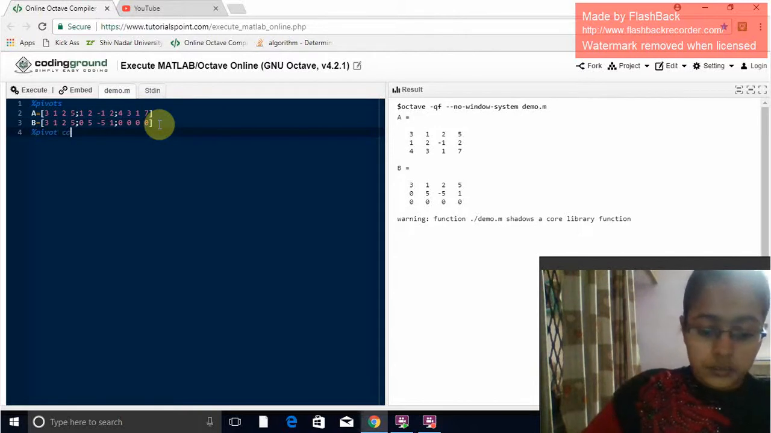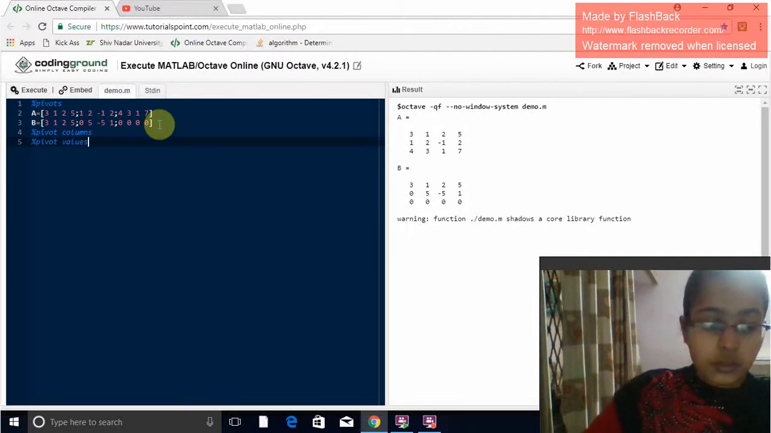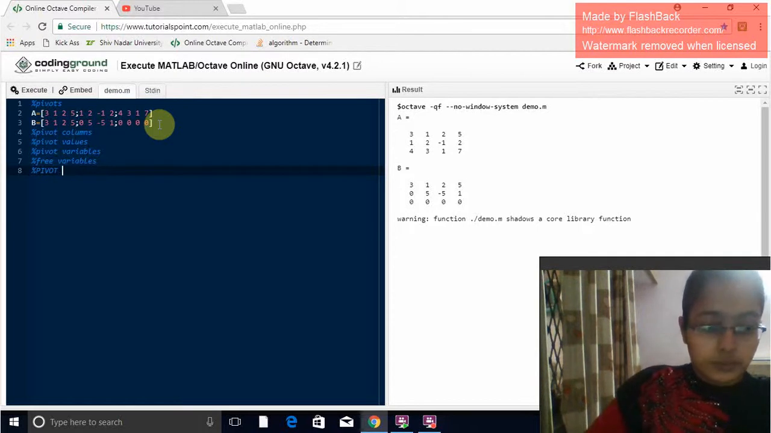pivot columns, pivot values, pivot variables, and free variables. Let us begin with pivot columns.